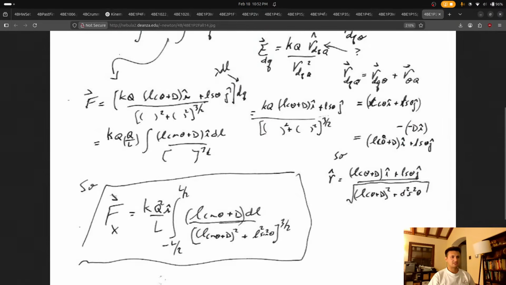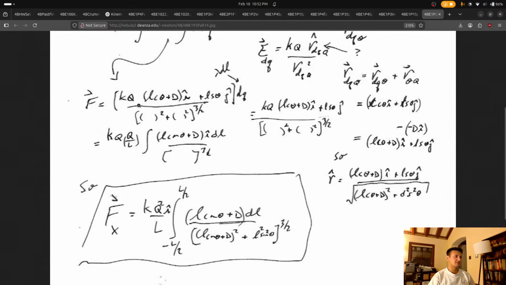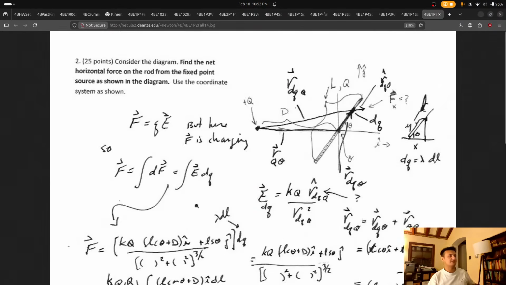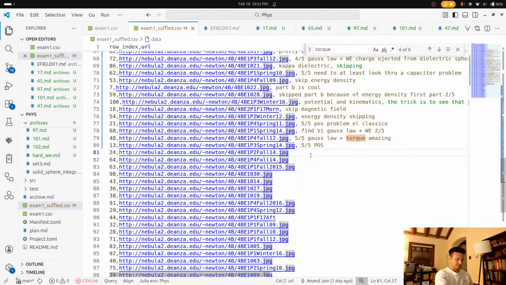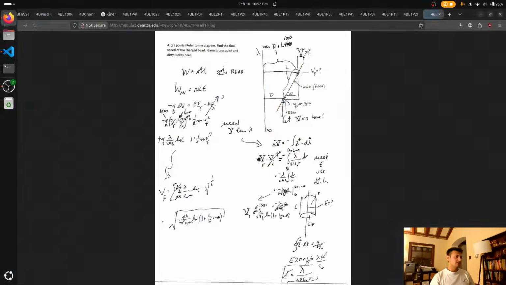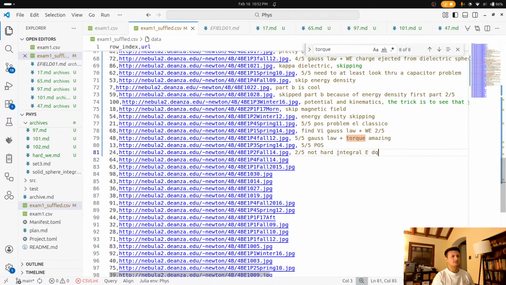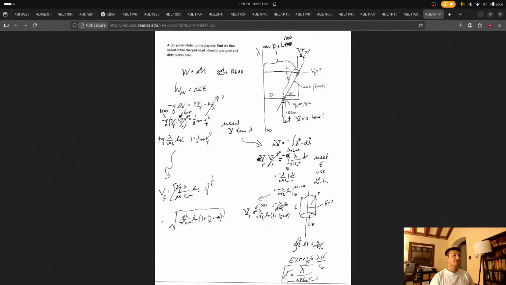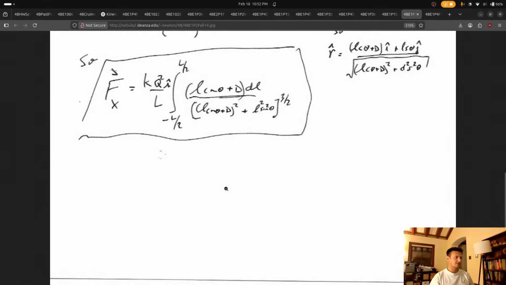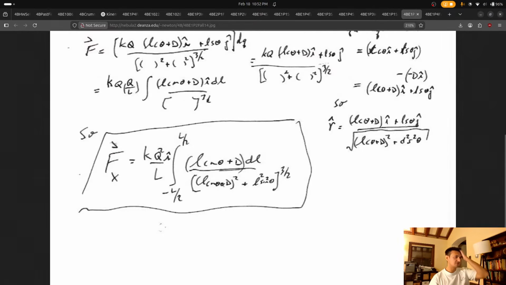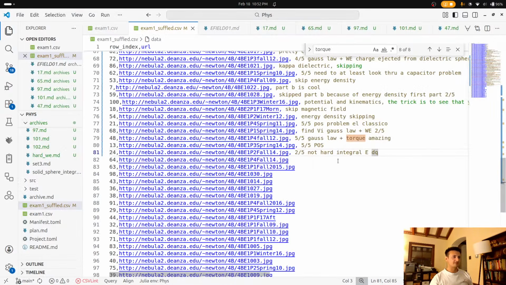Yeah, he does some nasty thing here. Nasty, nasty. All right, this is actually pretty straightforward. This isn't so bad. This is like a 2 out of 5. Not hard. Oh, but I should say what it is. It's an integral of E dq. Oh, but find the horizontal force. Actually, see, you gotta pay attention. So I think that's just a matter of dropping the vector.